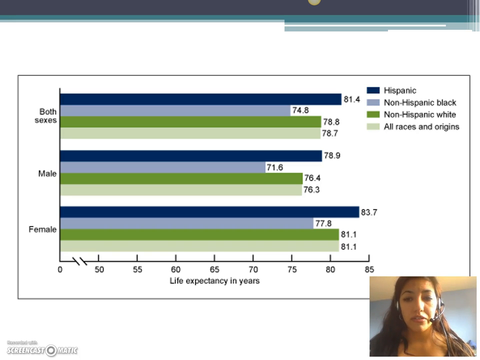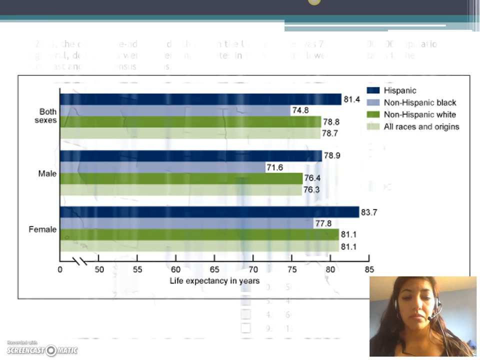And you can see also in terms of breakdown, Hispanic versus non-Hispanic black, non-Hispanic white, and the light green is all races and origin. So actually for Hispanic, we have a slightly longer lifespan. Non-Hispanic black, so black in particular, black males have the shortest lifespan, at 71.6 currently right now.